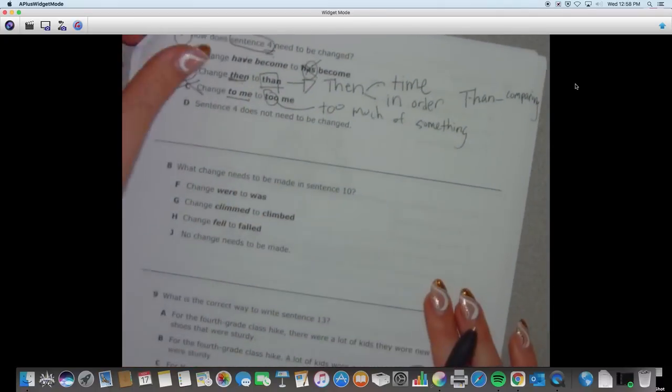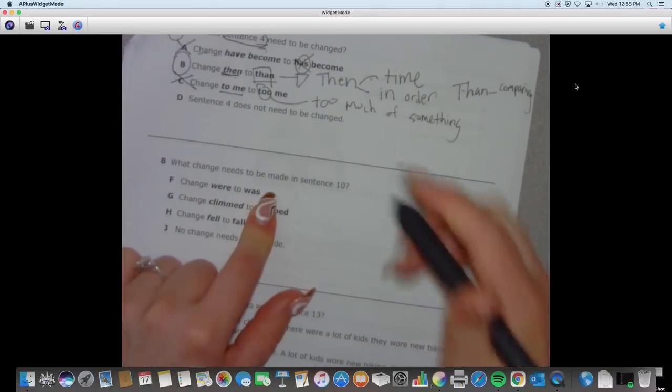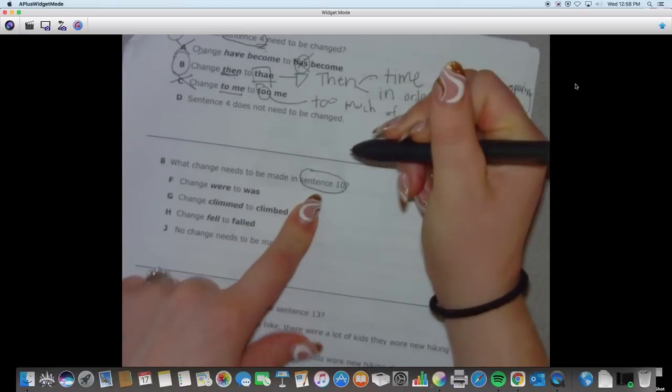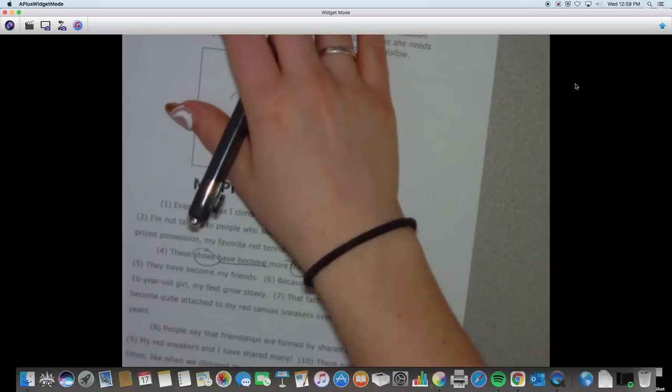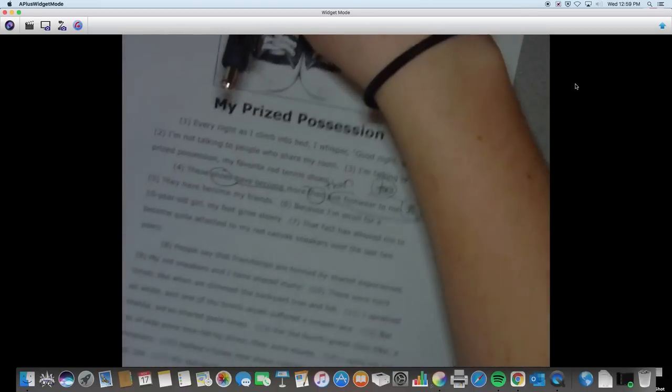Okay, let's look at number 8. What change needs to be made in sentence 10? So now let's go back to sentence 10. Okay, and we're going to write a number 8 next to sentence 10.